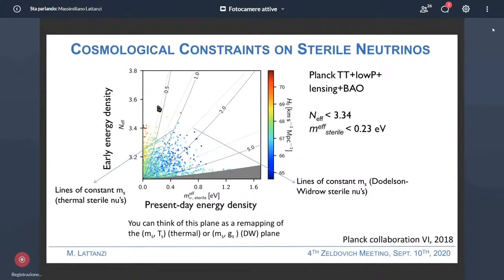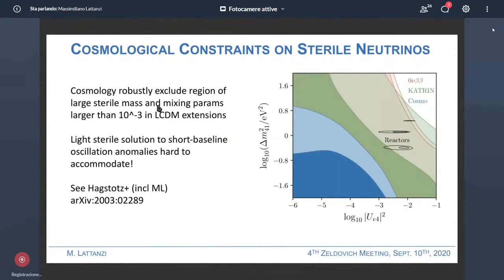Okay, I want to go very quickly on sterile neutrinos. The phenomenology of sterile neutrinos is very similar to the one of active neutrinos. Then you can use the data to constrain also the abundance of sterile neutrinos, and in particular you can use them to check whether the sterile neutrino interpretation of the anomalies that have been observed at short baseline experiments is consistent with cosmology, and the short answer is no.